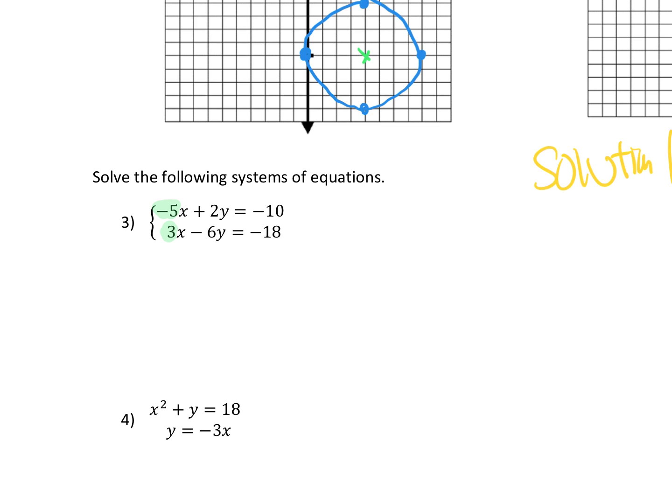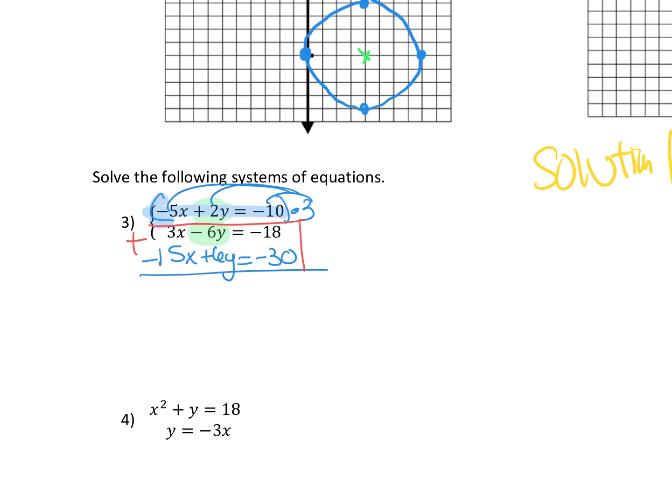The route that I think is a little bit easier is if I look at my y's, I see that I have a 2y and a -6y. Well, I could multiply this top equation by 3, and so then I'm going to have -15x plus 6y equals -30, because I'm multiplying all of these by 3. So now I'm going to add these two equations together, so I'll end up with -12x, no y, equals -48. Divide by -12, and I'll end up with x is 4.